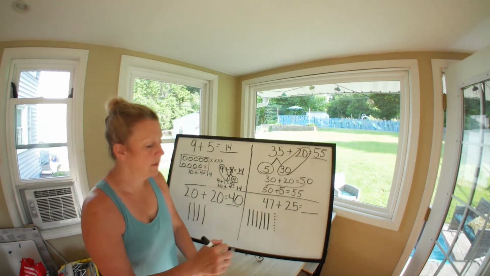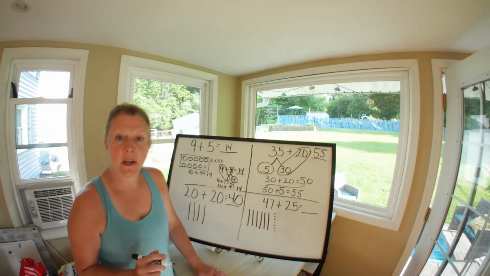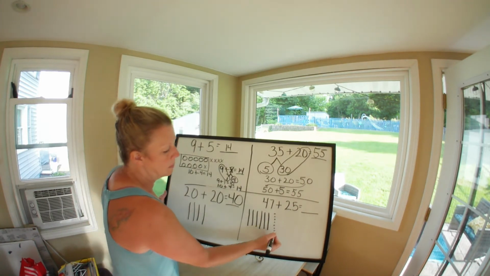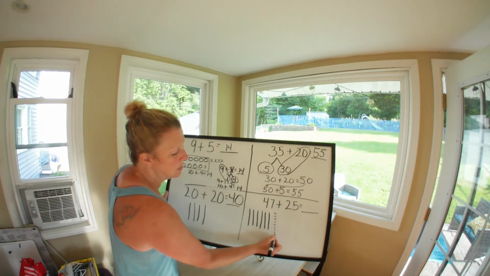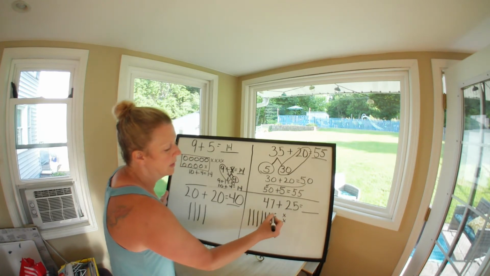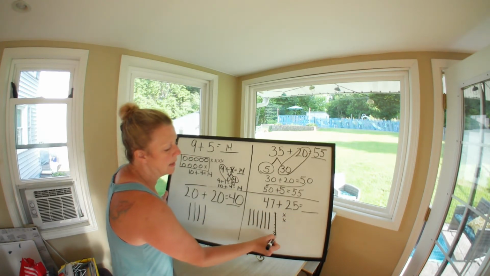Now, here's the 5. I know I have 7 here, but how many do I have to give that to make it a 10? Yes, 3 of them. So I'm going to add 3 more. 1, 2, 3. Actually, I should make those X's. 1, 2, 3, 4, 5. So now I can go ahead and make that a 10.